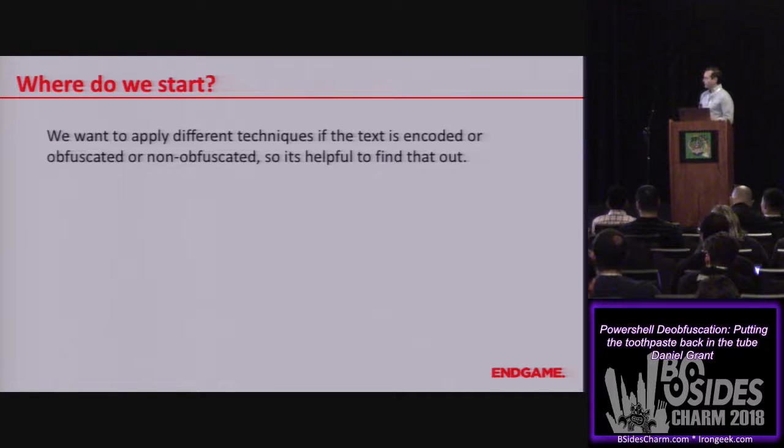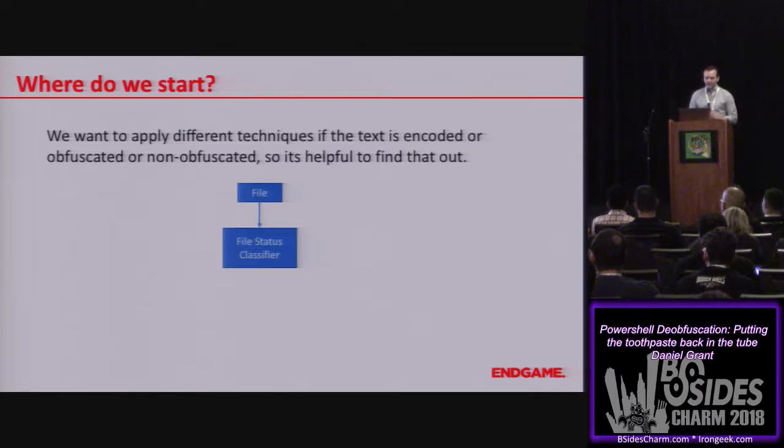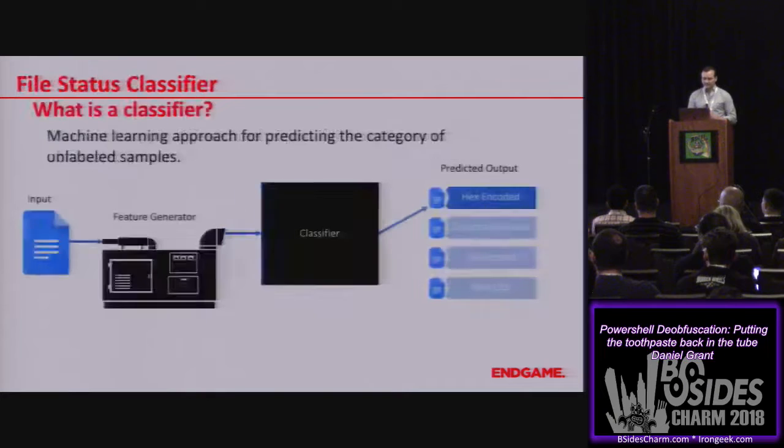So now we want to see how to build something to take any file, whether it's encoded, obfuscated, not obfuscated, anything, and then output the result that is non-obfuscated. So to do that, it's helpful to know what you're actually looking at. To that end, we're going to build a file status classifier.